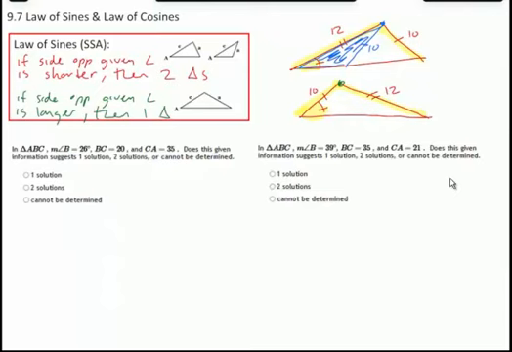Okay, so the first thing I want you to do, and this is all that you will be tested on about the SSA pattern, is can you determine whether it's one or two solutions based on the SSA pattern. So I want you to answer these two questions here and see which one is two solutions, which one is one solution.